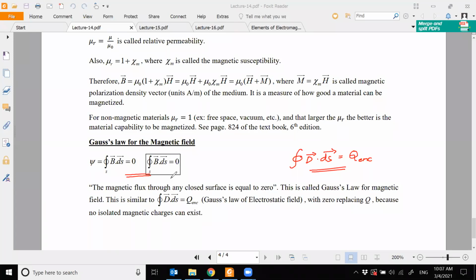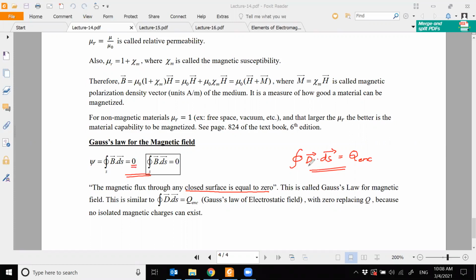And what does Gauss's law of magnetostatics say? That is the magnetic flux, because the magnetic flux definition is B bar dot dS bar. And if I'm putting a circle here, that means I'm evaluating over a closed surface. So it says that the magnetic flux through any closed surface is equal to 0. Or if I say it in this term, the magnetic flux density over any closed surface is equal to 0.